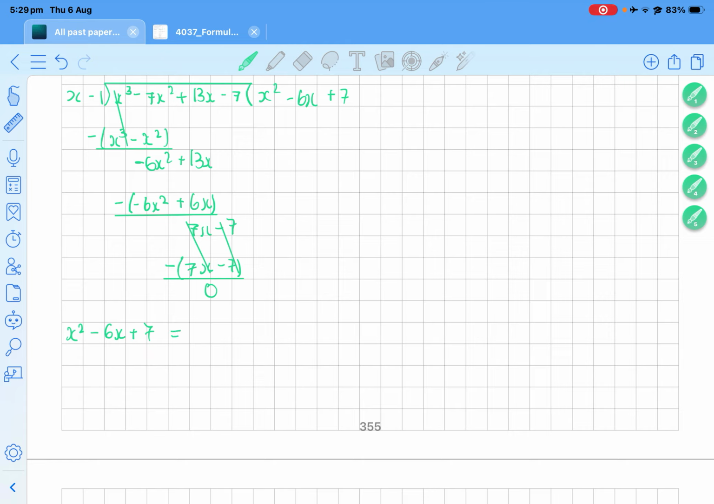How do you solve this? So 6 plus or minus the root of b squared minus 4 times a times c, divided by 2a. So 4 times 7 is 28, and then 36 minus 28 is 8. So 8 can be written as 2 root 2. 6 plus or minus 2 root 2 over 2 is equal to 3 plus or minus root 2.